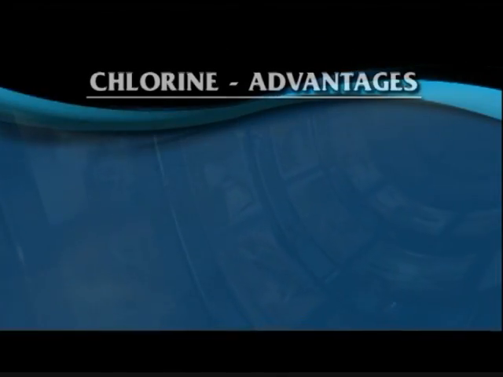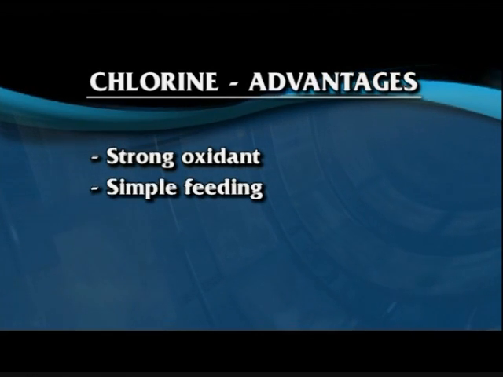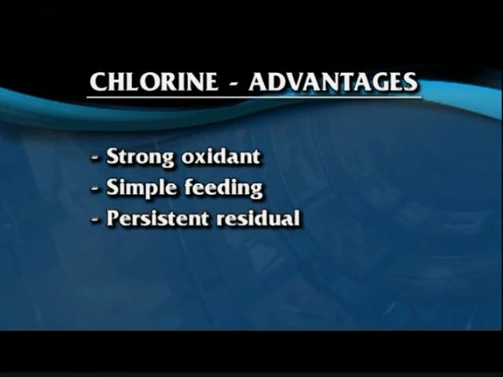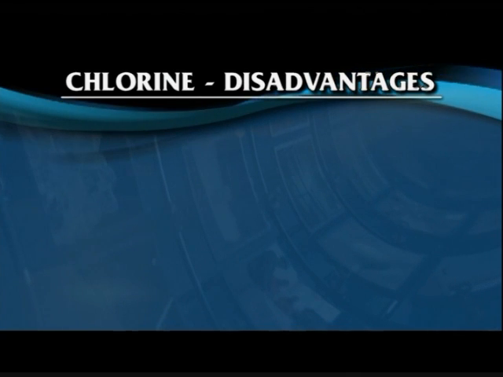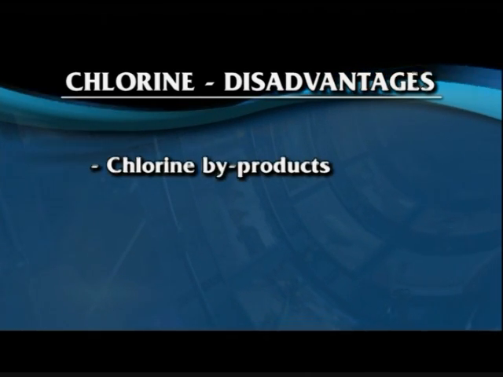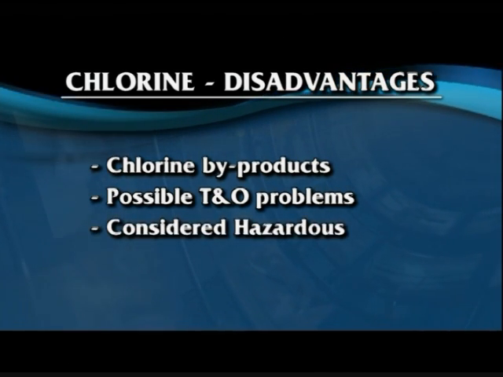The advantages for using chlorine are that it is a strong oxidant, simple for operators to use, maintains a persistent residual in the distribution system, and a long history of reliable performance. The use of chlorine is not without problems. Chlorinated byproducts, for example. People often do not prefer drinking water that has a chlorine flavor, and the use of chlorine gas can be considered hazardous and must be fully contained.